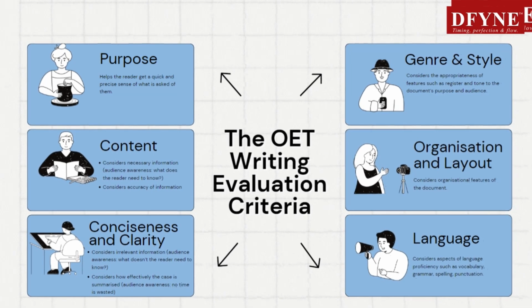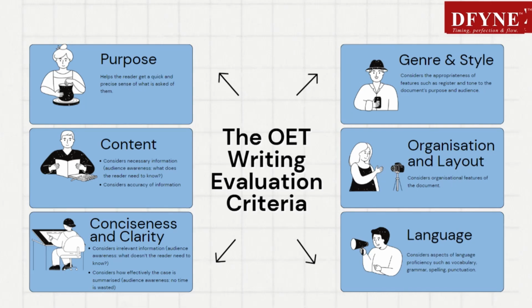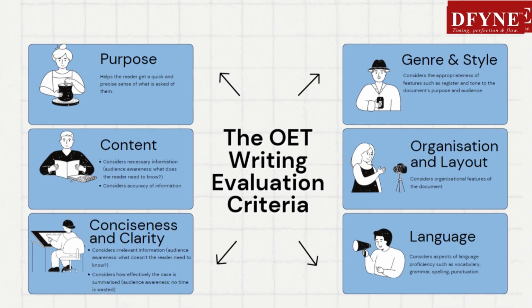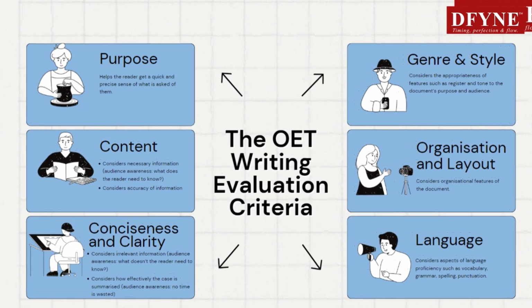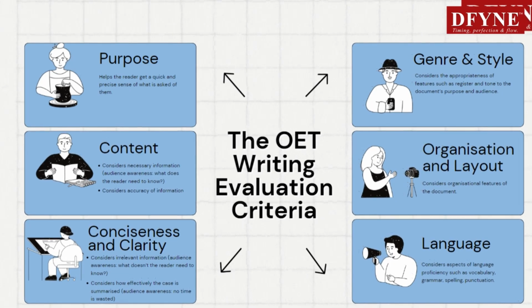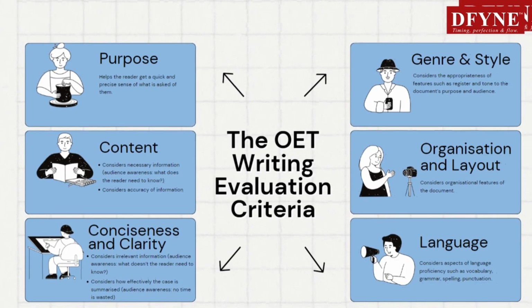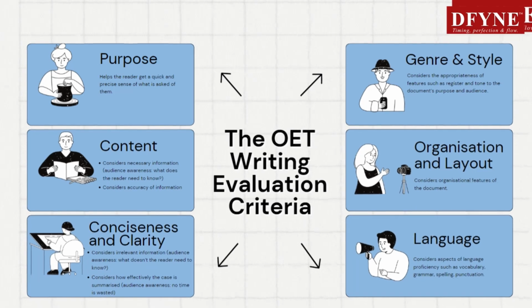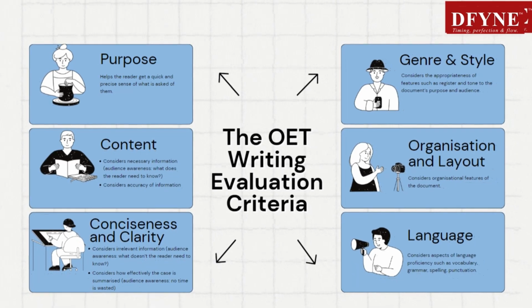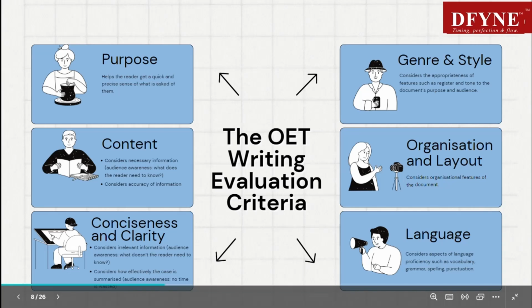Genre and style. Ensures the register and tone are appropriate for the document's purpose and audience. Organization and layout. Considers how the document is organized. Language. Considers language proficiency, including vocabulary, grammar, spelling, and punctuation.